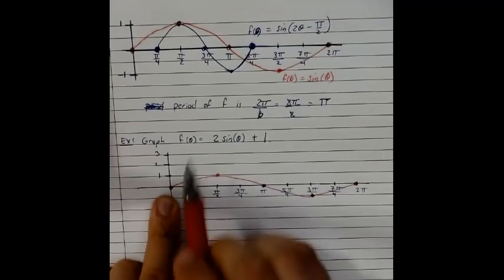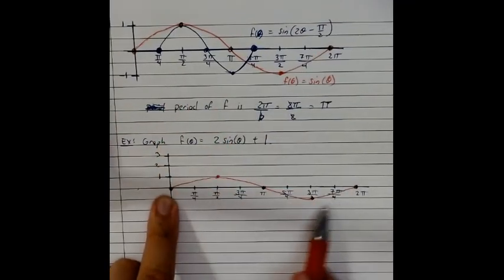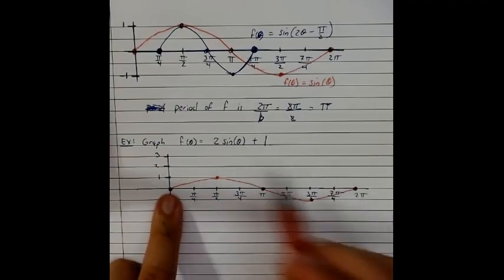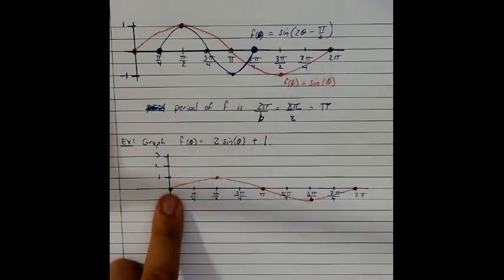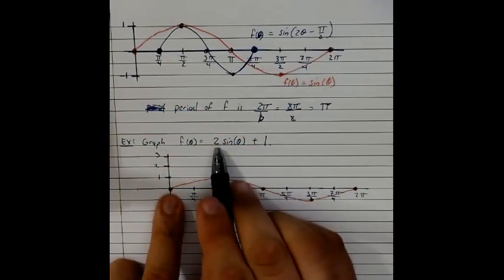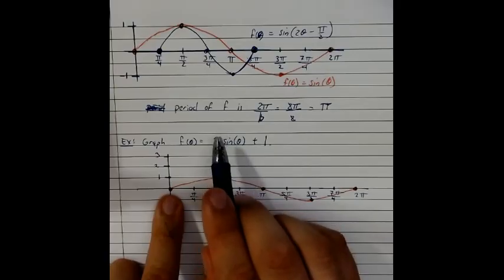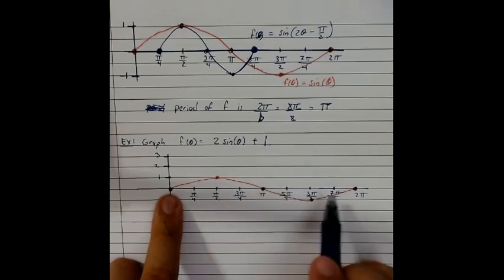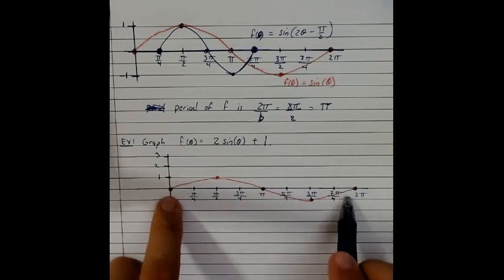Okay. This one's a little bit flatter than this one just because I drew it with a smaller scale. It's meant to be the same as this one here. All right, so now this is going to change the amplitude. It's going to change how far up or down it goes. But what this is going to do is it's going to change the position of this graph vertically.